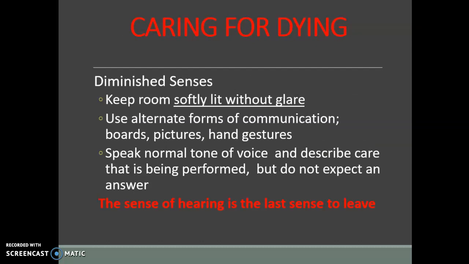Caring for the dying with diminished senses. You're going to keep the room softly lit without glare. Use alternate forms of communication, such as communication boards, pictures, and hand gestures. Speak in a normal tone of voice and describe care that is being performed, but don't always expect an answer. And remember, the sense of hearing is one of the last senses to leave. So it's important you still talk to them even though you're not getting a response.